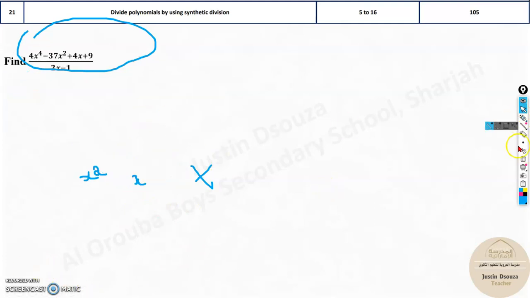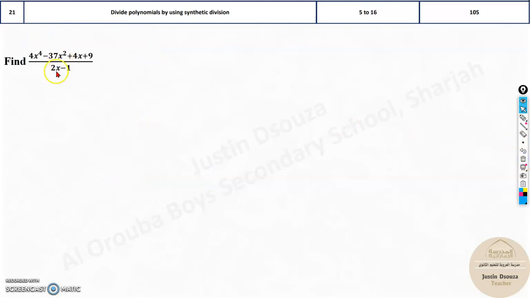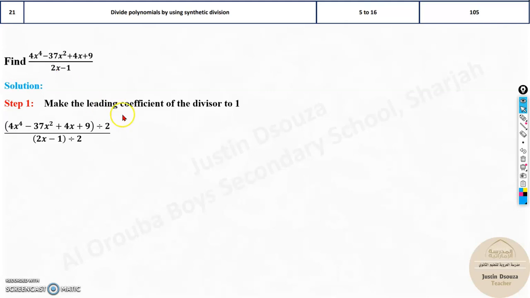Now, let's look into one more problem. All you need to do over here now, there is a little difference. Always the leading coefficient of the divisor must be 1. So this must be 1. What do we do? There is 2x minus 2, right? Don't worry, just divide everything by 2. But you can't just divide the denominator, even the numerator. Divide everything by 2 over here.